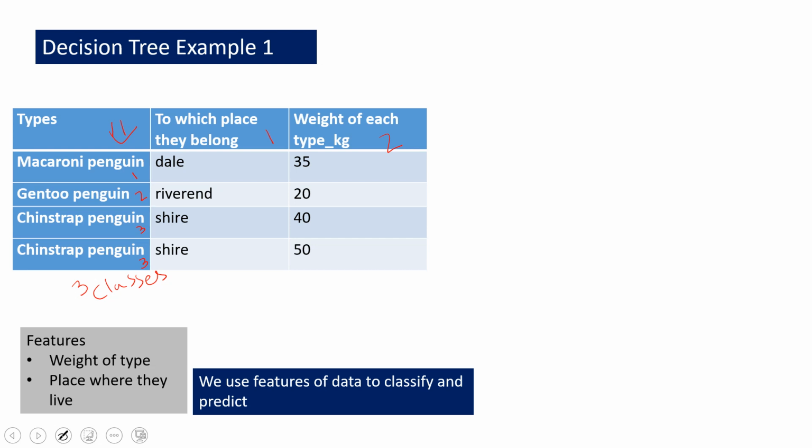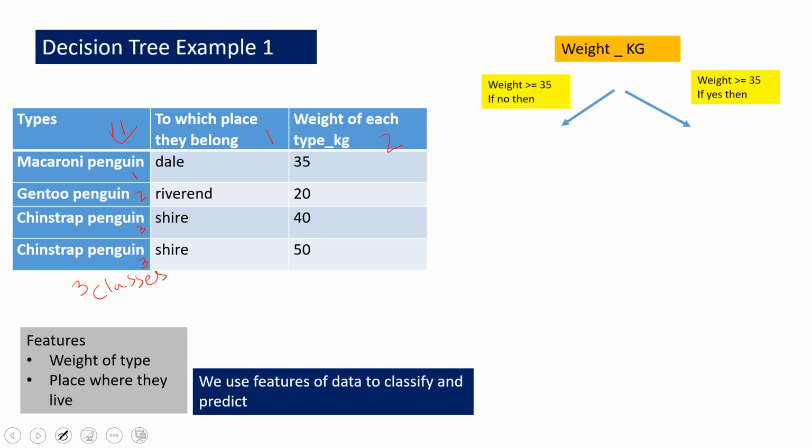All right, so now obviously we have a decision tree. First of all, we are taking the weight into consideration. Now we are giving two conditions: if the weight is less than 35, then it should not be performing this, right? And if it is greater than or equal to 35, then it should be performing this. What is this?